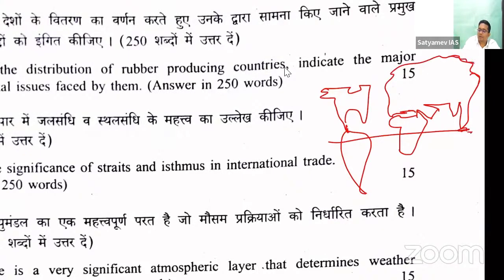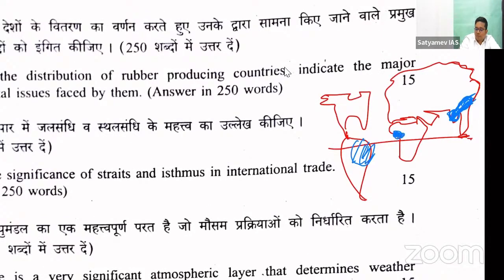All right. So all these regions, this region, this region, and this region will be having rubber producing industries. So these are the rubber producing industries.